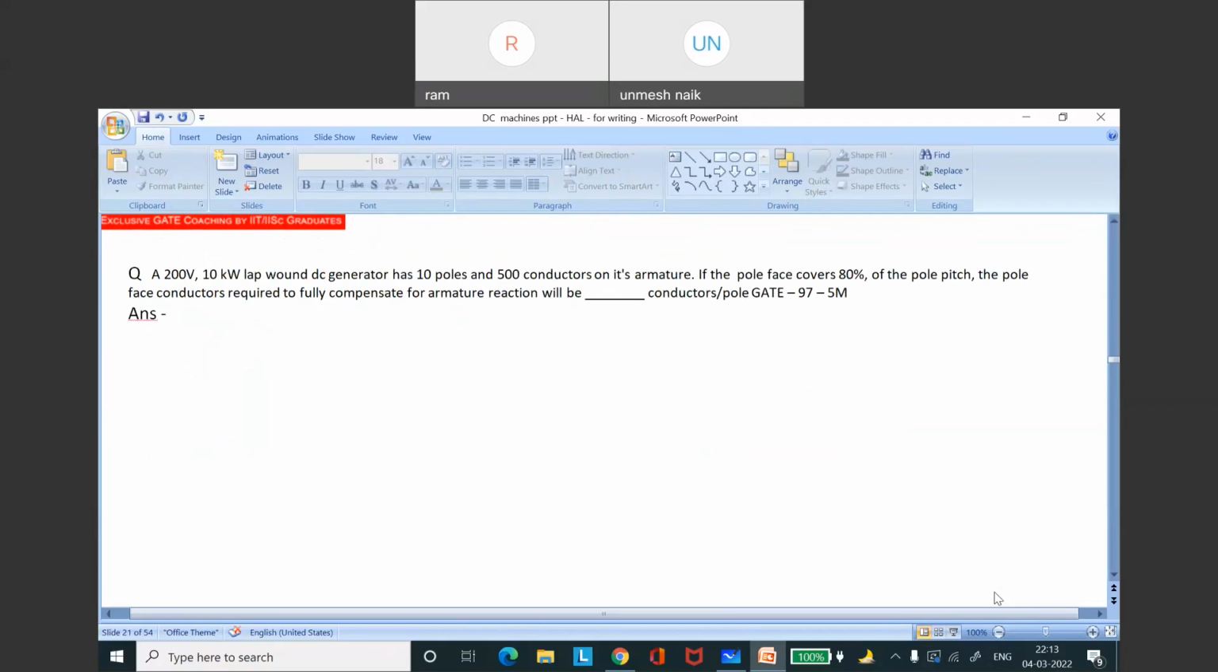GATE 97, 5 marks. Try to solve this. A 200 volt, 10 kilowatt, lap connected DC generator has 10 poles and 500 conductors on its armature. The pole face covers 80% of the pole pitch. The pole face conductors required to fully compensate for the armature reaction will be? Use the formula.